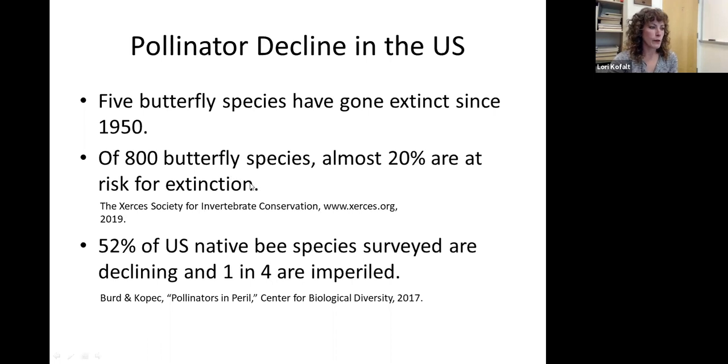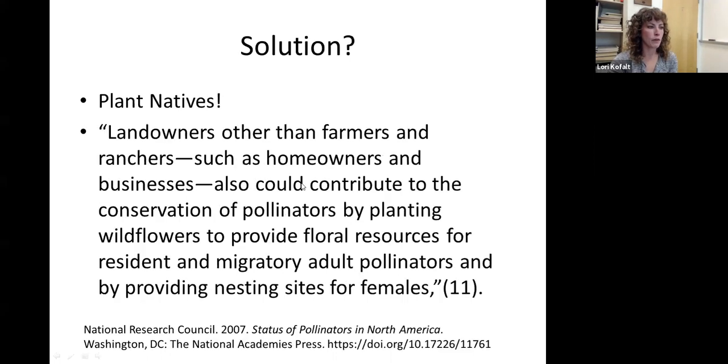So a lot of people are worried about honeybees and stuff like that, but when we learn more and more about our native bees, you start to think of more and more ways that you can help protect them. So what is the solution? Planting native plants, perennials, and nectar-rich plants favored by pollinators is probably the easiest answer for individuals. And the National Research Council does support that as well.